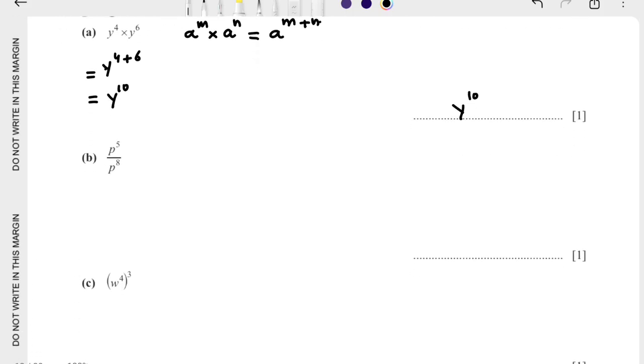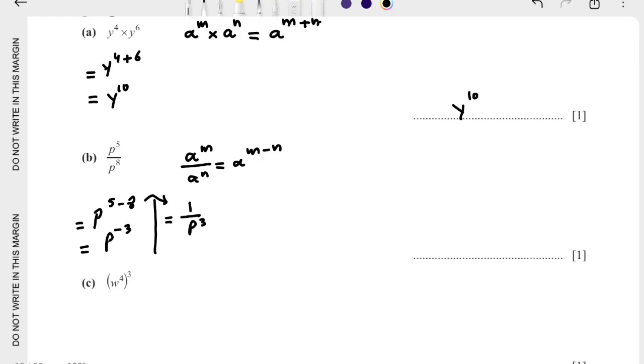Next question. So again the laws of indices, this is the division law. When bases are the same and there is a fraction, their powers are subtracted. So it will be p raised to the power 5 minus 8, and it will be p raised to the power minus 3, or it can also be written as 1 upon p raised to the power 3. So this would be the final answer.